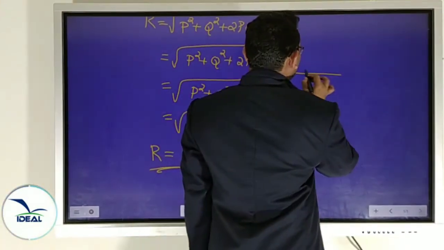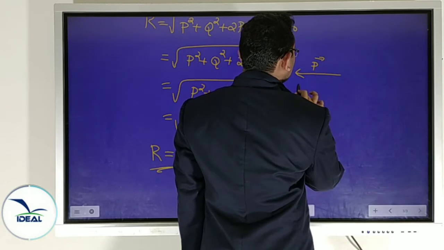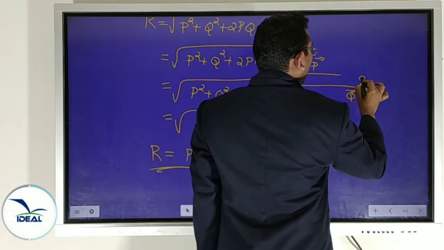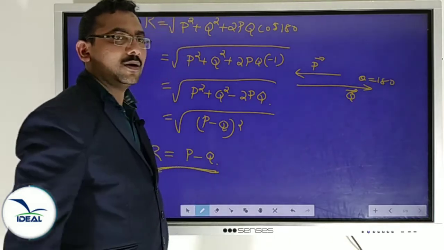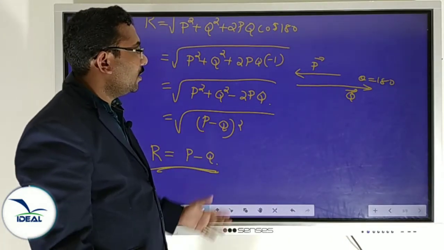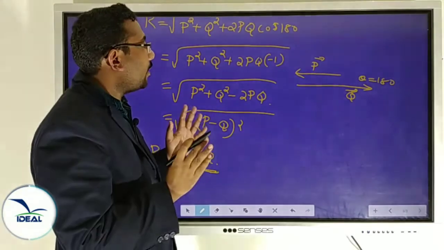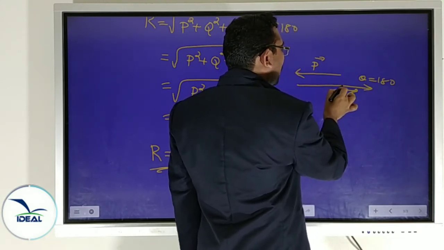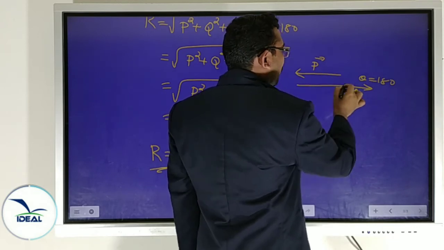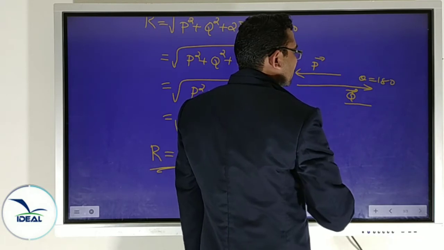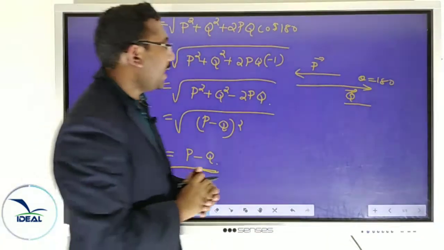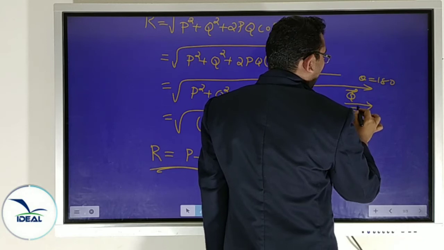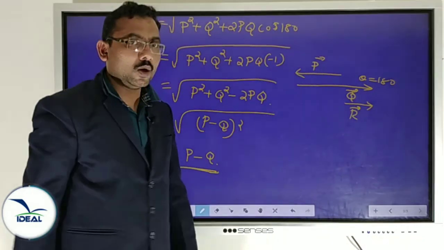Okay. Suppose this is P. This is Q. Opposite direction. Theta equal to 180 degree. Then to find the resultant, the difference of the magnitudes is taken. Subtract the length of P from Q. We got a vector. And then what is the direction? Which direction is bigger? That direction. Here, direction of Q. R is towards Q, because Q is bigger.